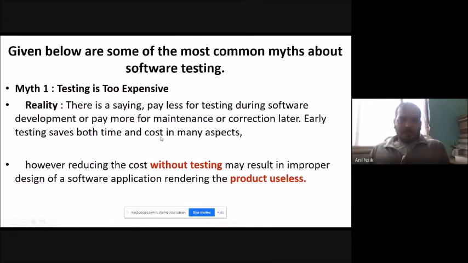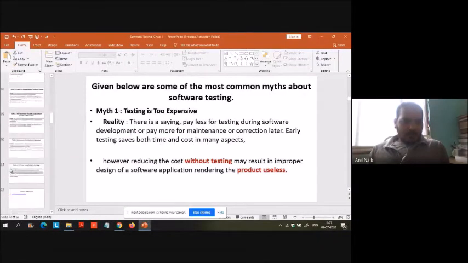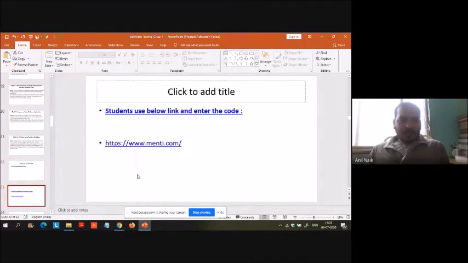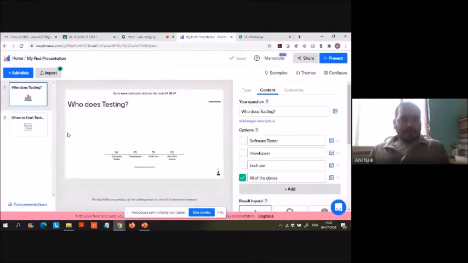So before continuing with the session, I want to take feedback. There is a feedback platform called Mentimeter.